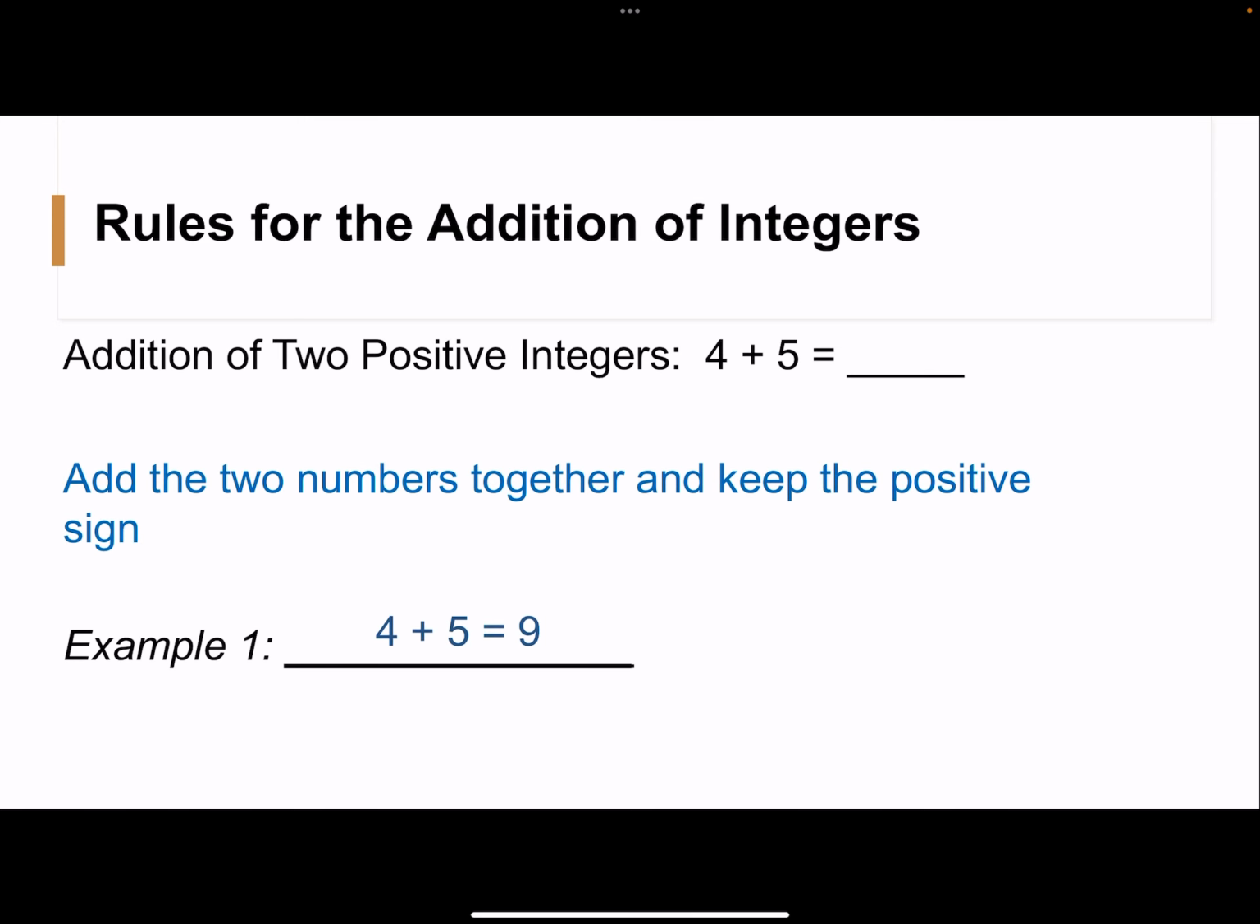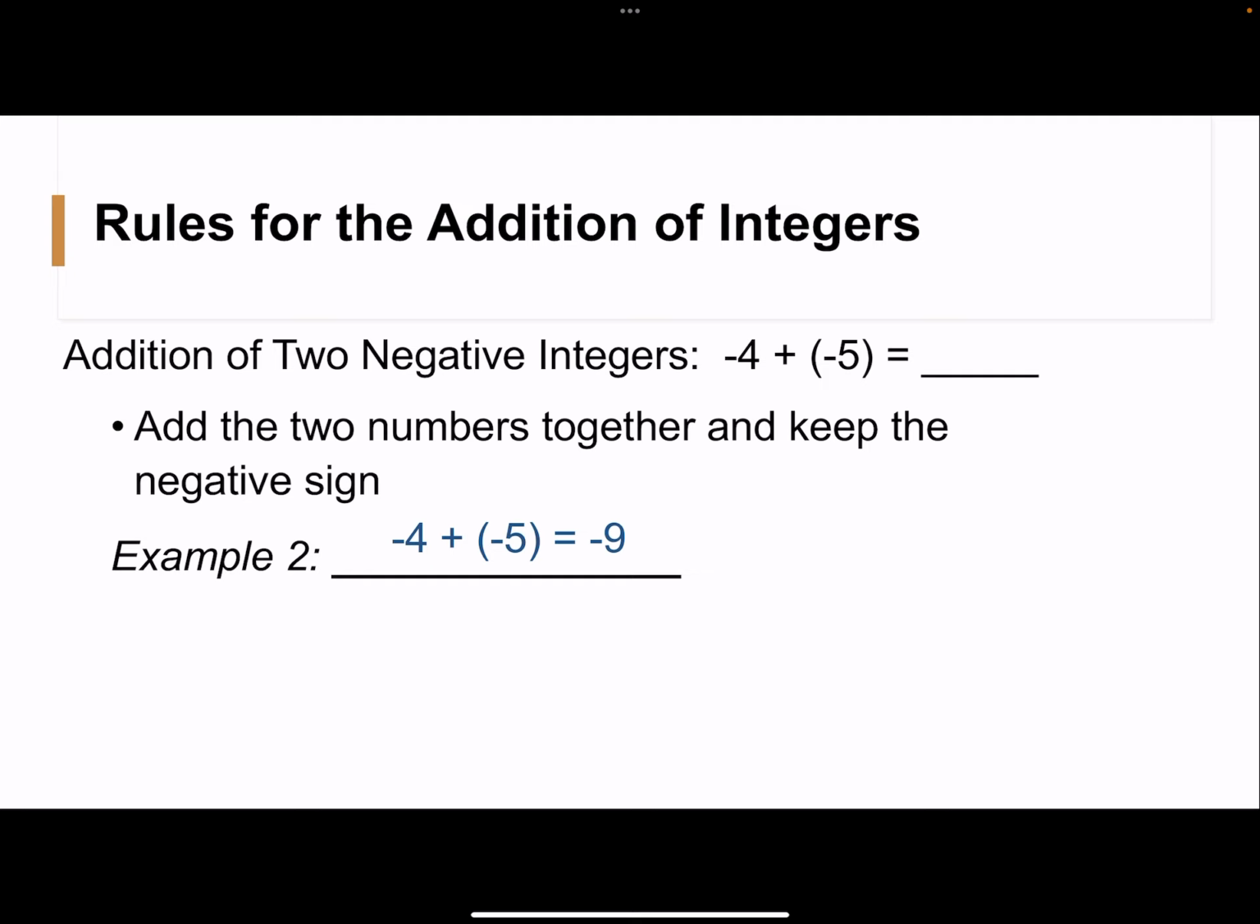So let's talk about the rules for adding integers. We'll start off with a simple rule, the addition of two positive integers. This is very simple. If we're going to add two positive integers, we're simply going to add the two numbers together and keep the positive sign. And so this is fairly easy for students if I'm adding an example like 4 plus 5. We know that 4 plus 5 are both positive. We add them and they stay positive. So typically students don't have a problem adding two positive integers.